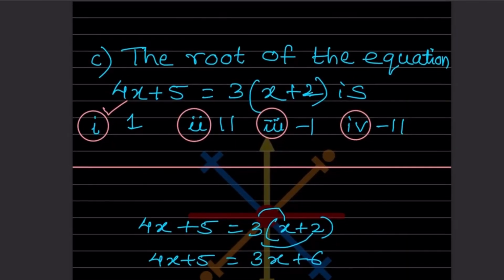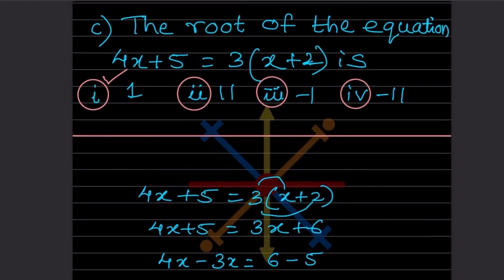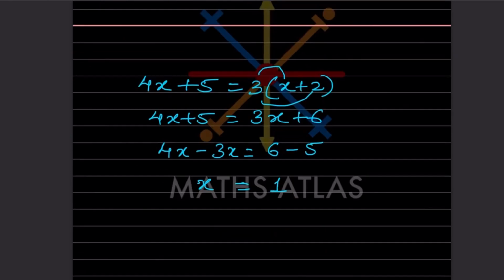Now the root of the equation 4x plus 5 is 3x plus 2. Look here, I have solved it over here so that there should not be any confusion. I have written this equation over here. 4x plus 5, same as it is. 3x expanded, 3x plus 6, because there is multiplication. Now we will bring x to this side, so this will be minus 3x. And this is as it is, plus 5 is going to be minus 5. So 4x minus 3x means 4 minus 3 is 1. So x is 1. This is the correct option.